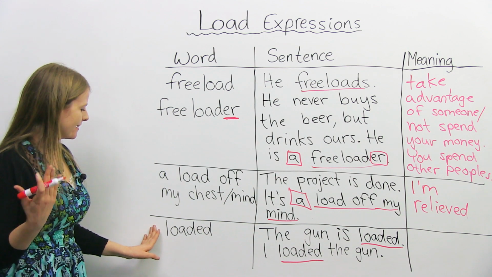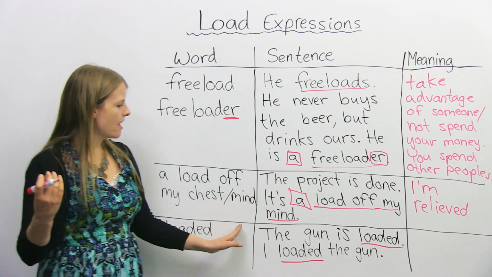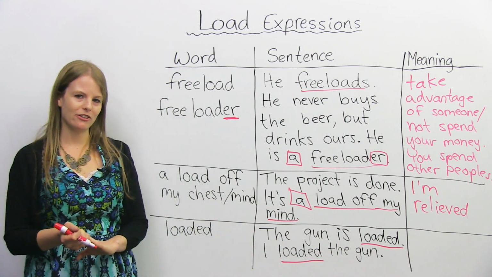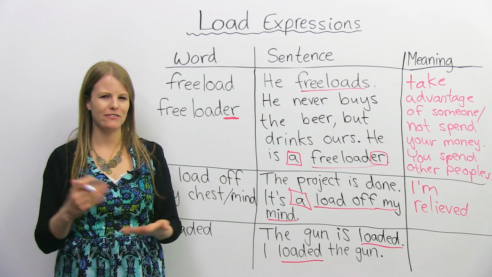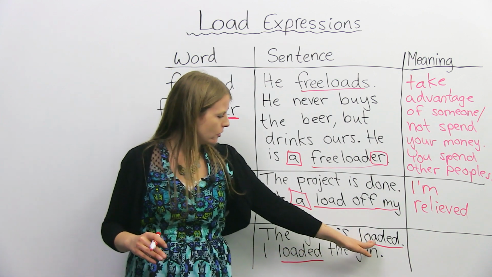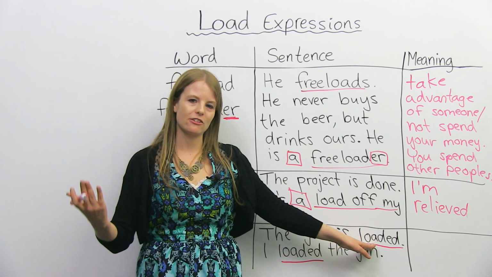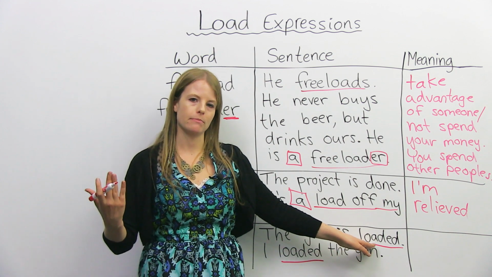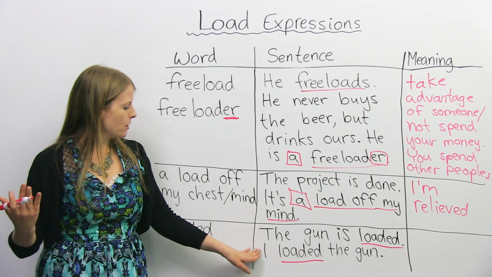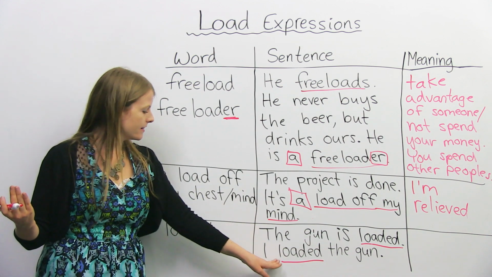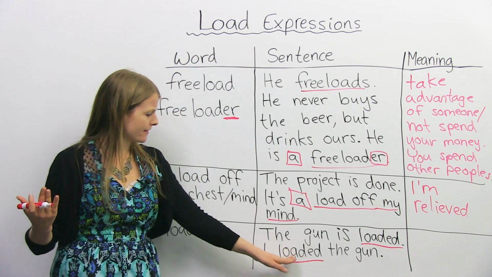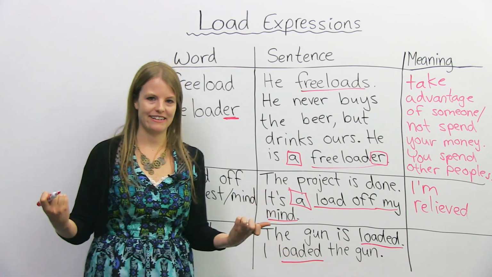Okay, the next sentence, loaded. The gun is loaded. I loaded the gun. Okay, so I want you to take a moment. Are these nouns, verbs, adjectives, adverbs? What are they? Well, in this case, the gun is loaded, it's probably an adjective. It's describing a noun. Or it could also be passive tense, but we won't get into that. We also have I loaded the gun. This one is a verb, okay? We know that because it comes after the subject, and it's the action of the sentence.